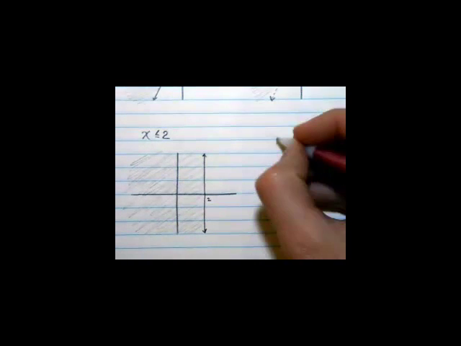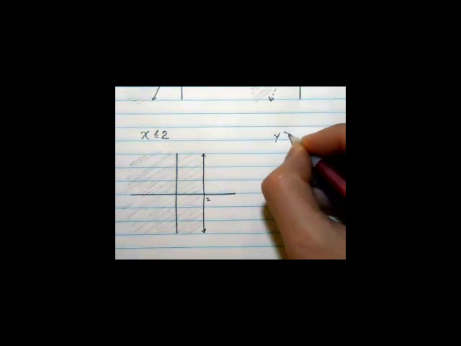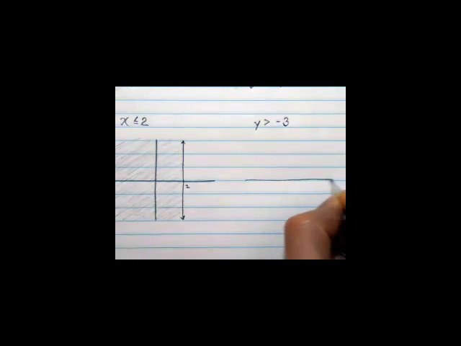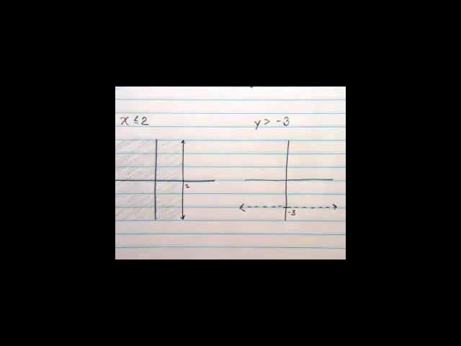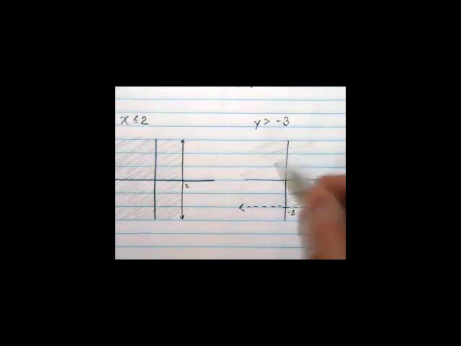Okay. Other type, what if I had y greater than negative 3? So what would that look like? Horizontal line, yep. At negative 3. Solid or dotted? Dotted. And then shaded above it, yeah. Okay, so linear stuff, that's about as challenging as it's going to get, okay?